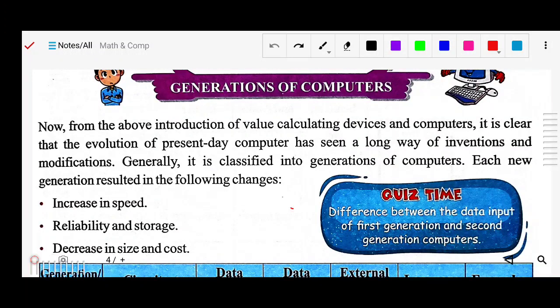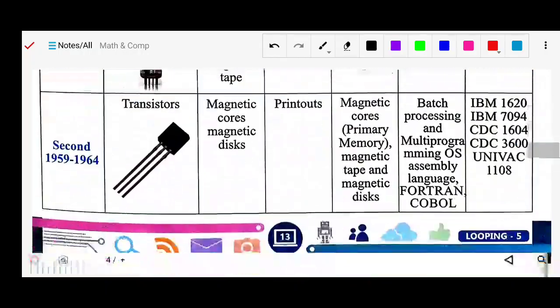Here you can see the difference between the data input of first generation and second generation computers. We will also see the increase in speed, reliability and storage, and decrease in size and cost. Earlier computers were too big in size and consumed lots of electricity. Likewise, their cost was very high. So we will see what things changed and how development took place.